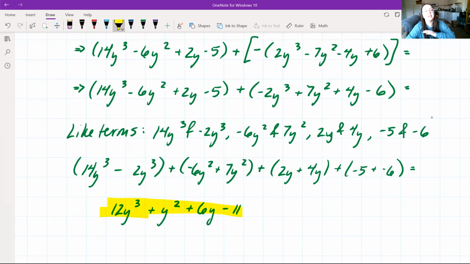So really, subtracting and adding polynomials are extremely similar, but now when we subtract polynomials, we just want to make our second polynomial negative and add instead of subtract. So it's really just mostly adding polynomials with subtraction being a little bit different.